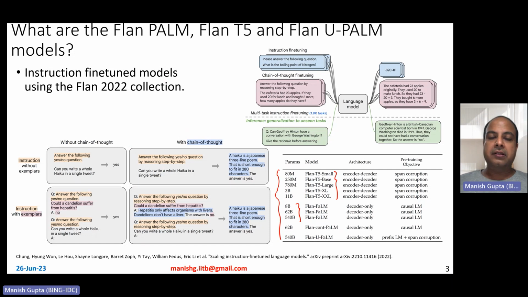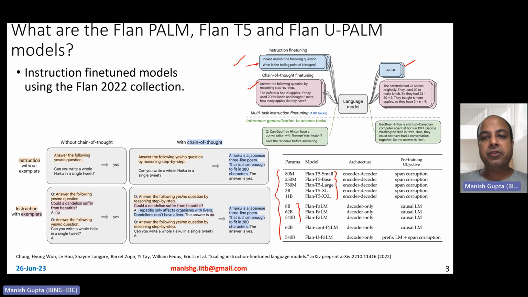The way they have been fine-tuned is essentially using the Flan 2022 collection, but then they use a mixture of chain of thought prompting, few shot prompting, and zero shot prompting in the collection. So again, chain of thought prompting basically means trying to ask the model to answer the questions by reasoning step by step. So here is an example of instruction fine-tuning. Instruction fine-tuning means fine-tuning by giving instructions in a human format, right? So: please answer the following question, what is the boiling point of nitrogen? And you expect the model to predict that.